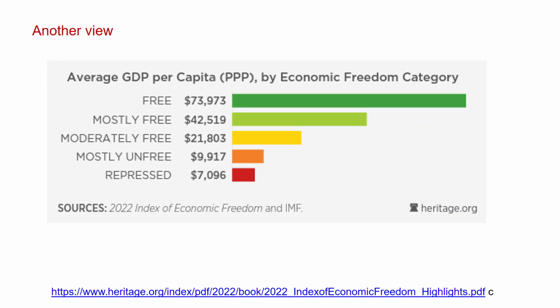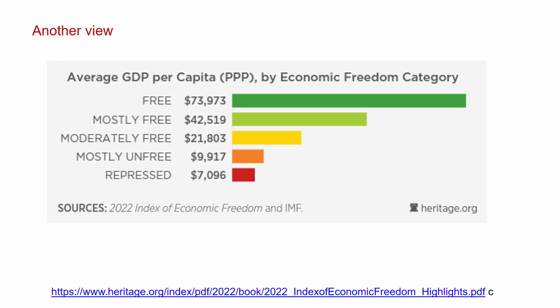Now, another view of this: let's take a look and say, what is the average standard of living, GDP per capita, for countries that are free? It's $73,000. Mostly free, it's 42. This is all mostly free countries. How about mostly unfree and repressed? The standard of living is $7,000.